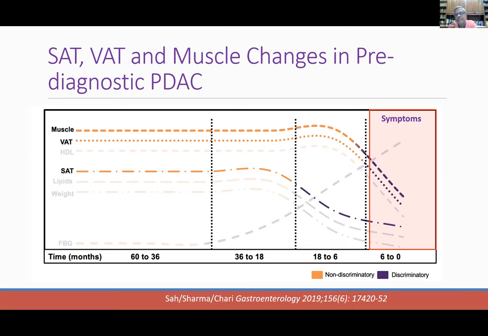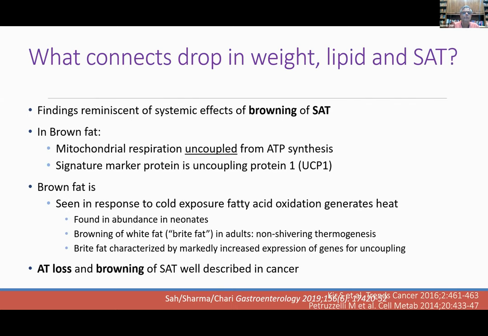Whereas before this, if you ask the patients, they won't even complain about the weight loss, because they're actually happy about the weight loss that's happening 18 months before. Whenever I've interviewed patients, they have always told me that they took credit for that weight loss because it seems like they had manipulated their diet and lost weight. But the data suggests that there is something else going on here. So what is the connection between rapid weight loss, the change in lipids, and subcutaneous adipose tissue?